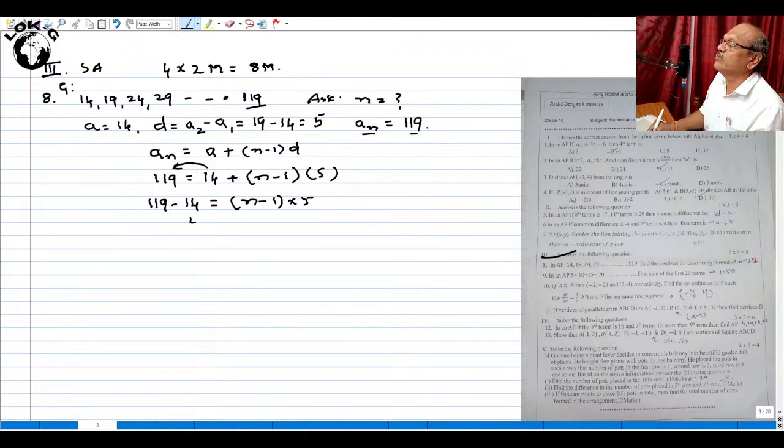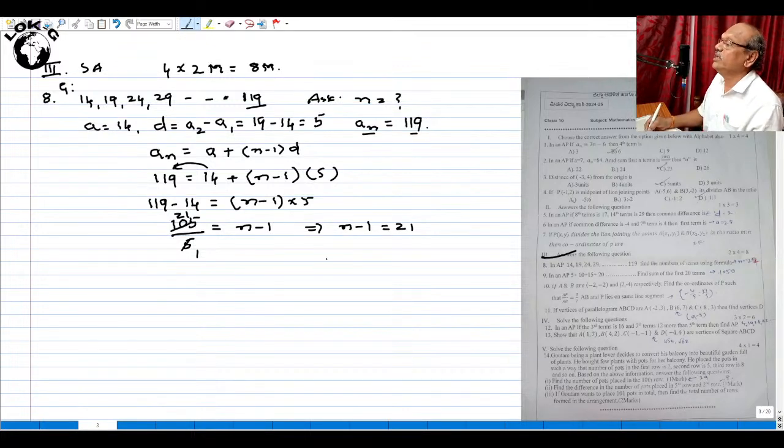Subtract it: 119 minus 14 is 105. Even you can take this 5 also to the left. Multiplication becomes division. You can cancel it now. That implies n minus 1 is equal to 21. Observe the cancellation and addition. Many students make arithmetic mistakes. You will know the formula correctly, you substitute correctly, but your problem is in simplification. For simplification, you will have 1 mark. That 1 mark you will lose if you make mistakes. 21 plus 1 becomes 22. If your answer is 22, then you get the full marks.